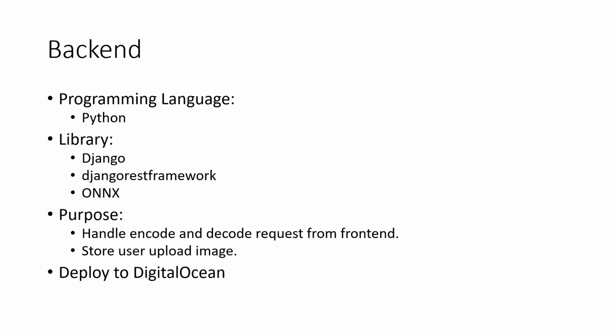Now we're going to explain the technology that we are using. The purpose of the backend is threefold. The first one is to store user uploaded images. The second one is to store the user uploaded model. And the third one is to handle encode and decode requests that are coming from the front end. The libraries that we use to achieve these are Django and Django REST framework. All of them are written in Python.